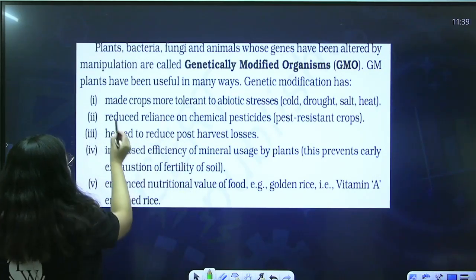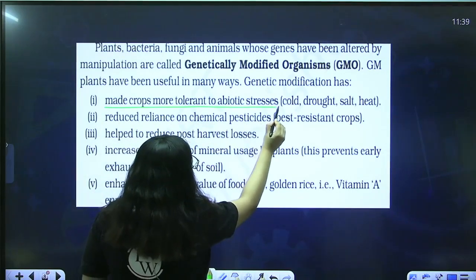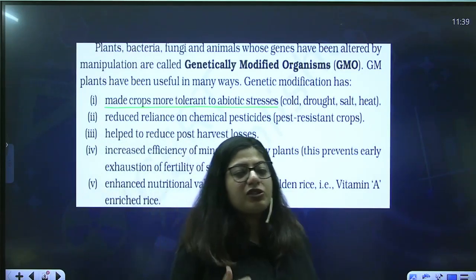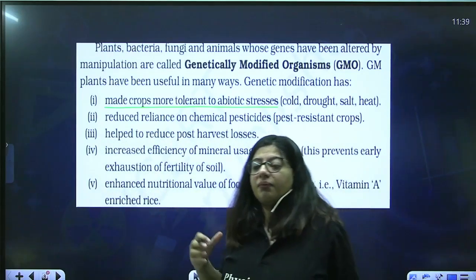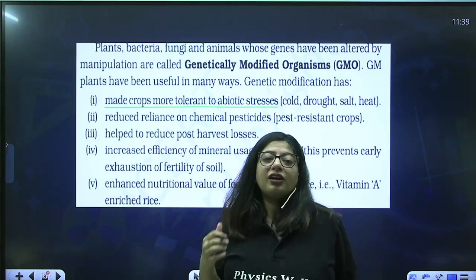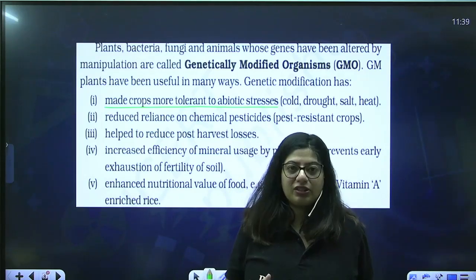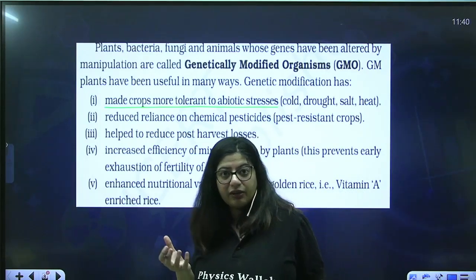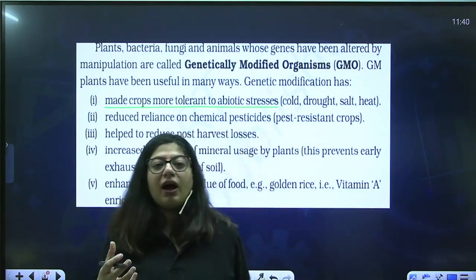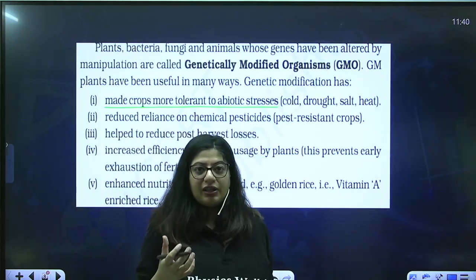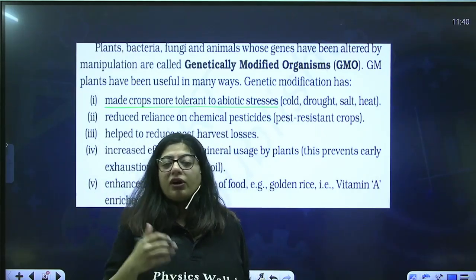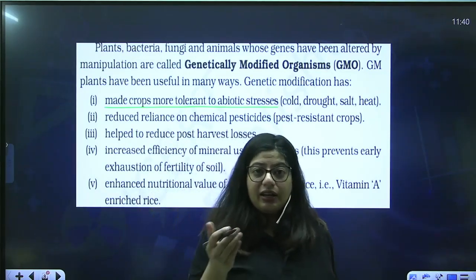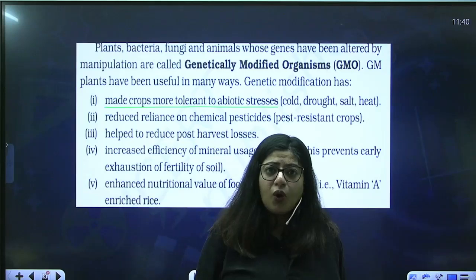The first thing is making crops more tolerant to abiotic stress. By genetically modifying an organism, especially a crop, you can make them able to tolerate abiotic stress, like high salt concentration and high heat, right? For example, if you want to make a plant that can easily grow in a desert, you can modify it genetically so that it can survive in high heat, low humidity, and high salt concentration.